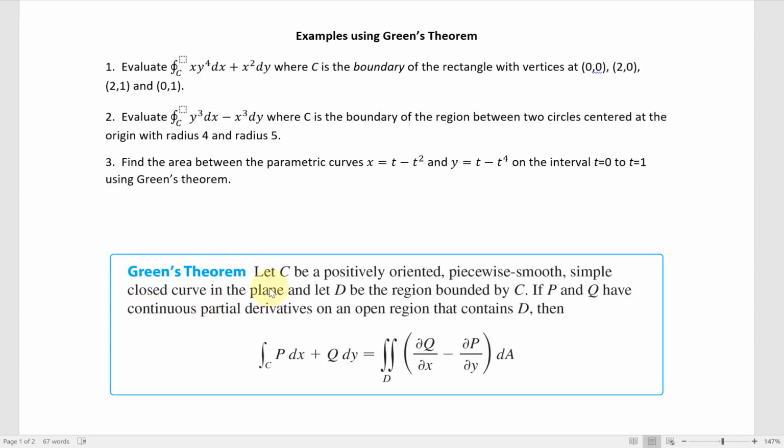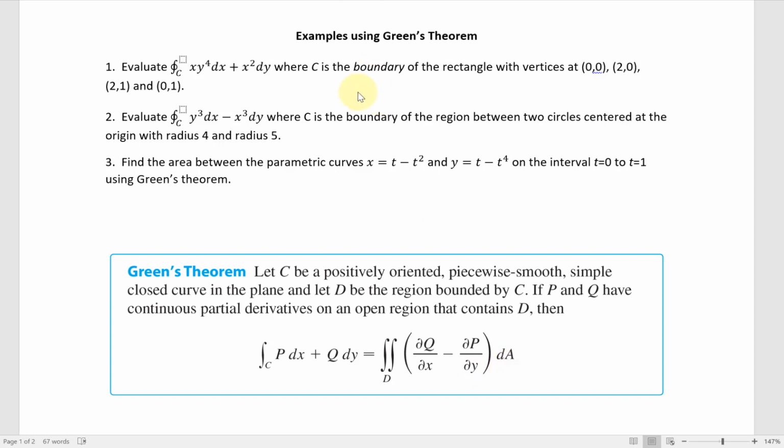Green's theorem states, let C be a positively oriented, piecewise smooth, simple closed curve in the plane, and let D be the region bounded by the curve C. If P and Q have continuous partial derivatives on an open region that contains D, then the line integral P dx plus Q dy over the curve C is equal to this double integral over the region D of the difference of these partial derivatives with respect to the area of that region. Okay, I will explain pieces of this as we go along in each of these examples.